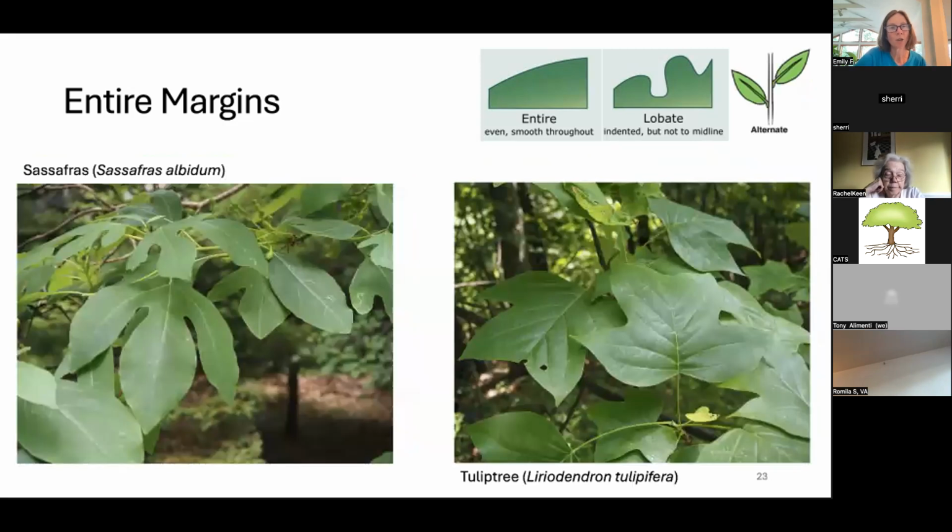And then we have entire margins that are lobate and are alternate. So in this case, we have sassafras. We have these three lobes, or we can have the trident, the mitten, or the entire leaf. And those are all going to be entire, including the non-dissected leaf, which is entire. All of these are entire. Their margins are smooth throughout. And then we have the tulip tree, which also has a smooth margin along the edges, but it also has this lobate fashion to it too.